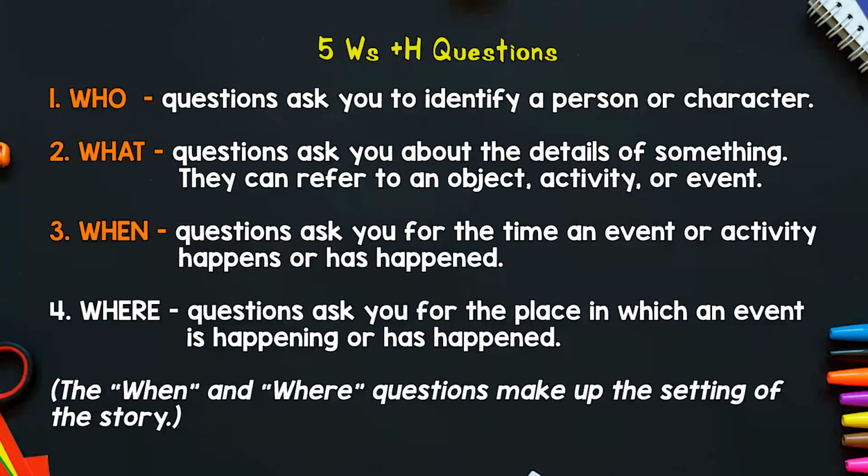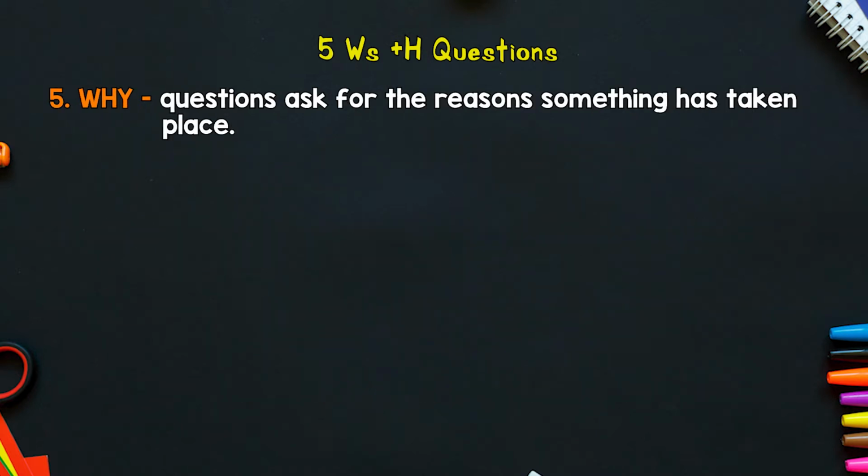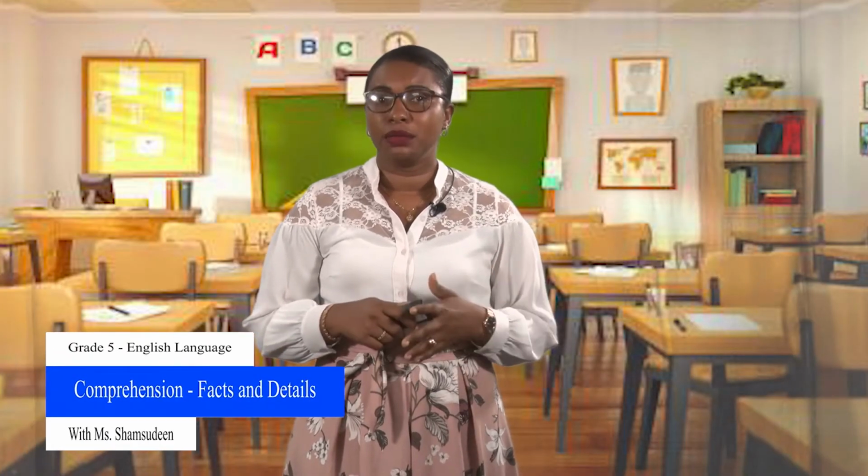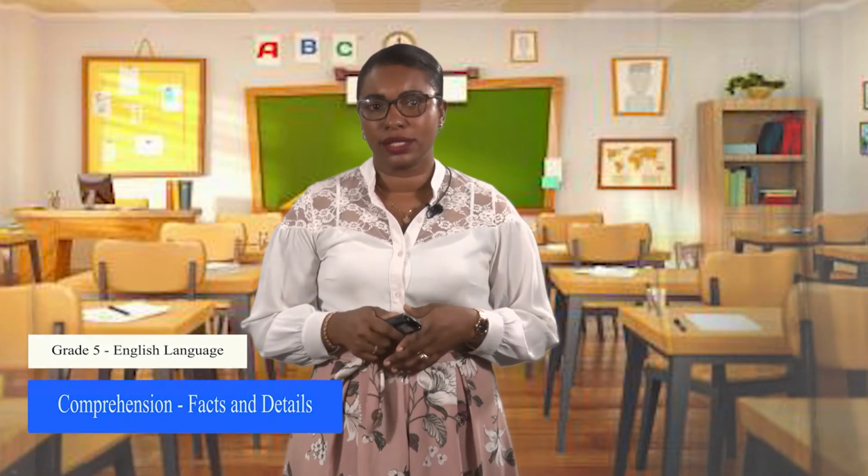The when and where questions make up the setting of the story or passage that you would have read. Why questions ask for the reason something has taken place. And the how questions ask about the way something happened or a quantity of something. So there you have it, the 5 W's and the H questions.